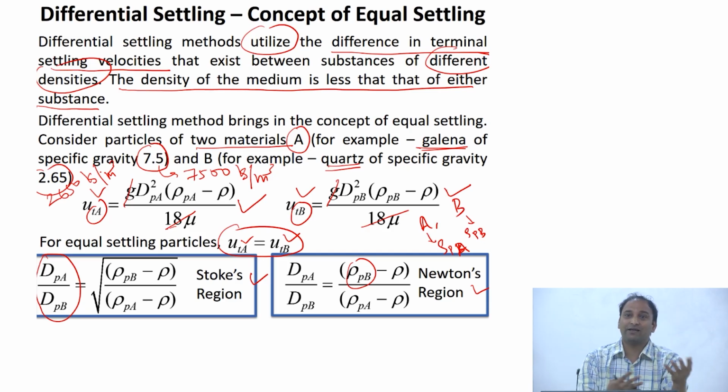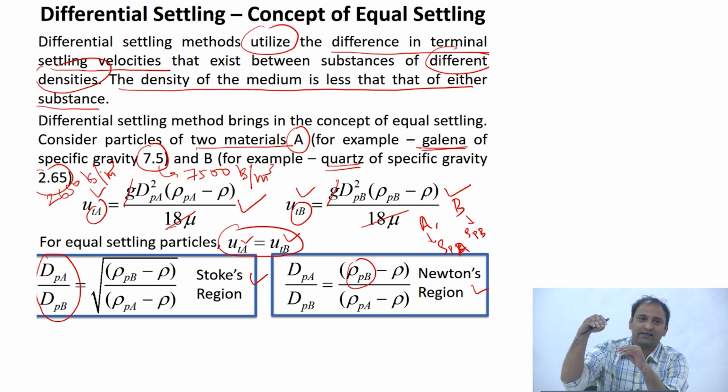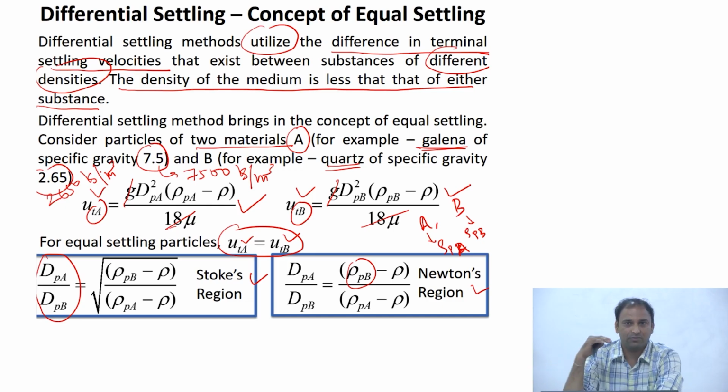There are ways by which I can manipulate the density of the fluid. However, for cases where the density of the particles is much larger than, say, 1000 kg per meter cube, it will be difficult to really find a fluid whose density is in between the densities of the two particles. Therefore people do exploit this differential settling, where the density of the fluid that you're using is less than the density of the two particles that you're considering in the mixture.